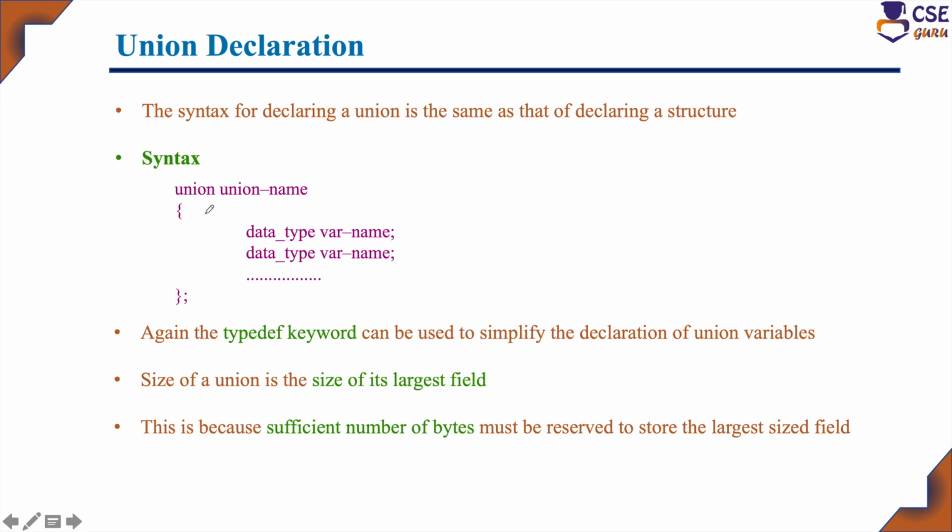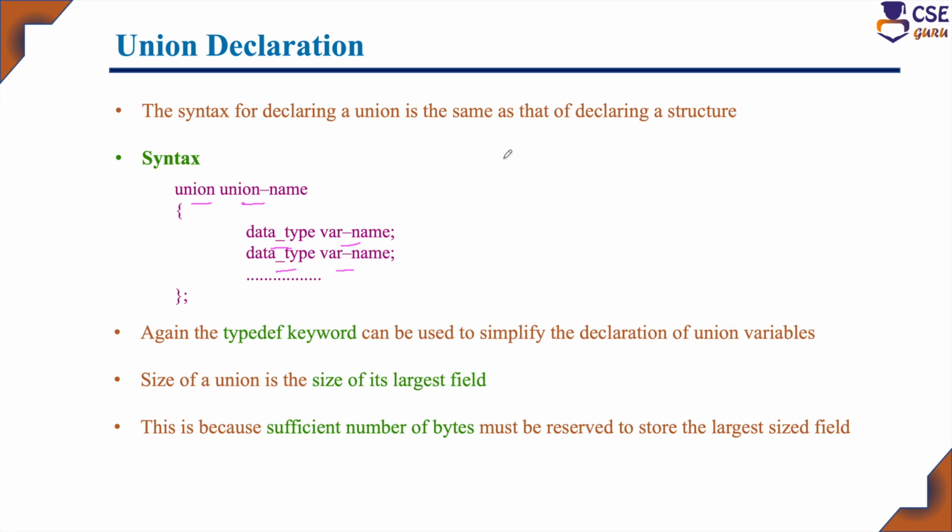So here the syntax is union, union name, and within the braces you can declare data type, variable name, data type, variable name. Likewise, any number of variables along with their data types you can declare. But however many data items you declare, all the items will not hold value at the same time. Any one member only will hold value at a time.